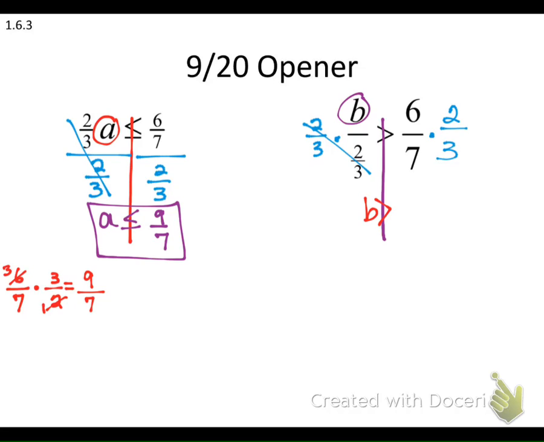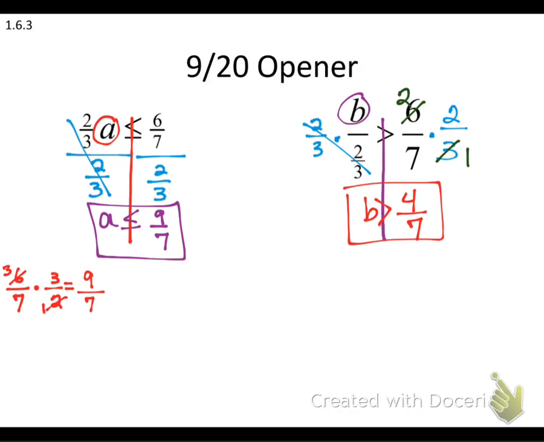So 6/7 times 2/3. Can I reduce any numerator with any denominator? Yeah, 6, 3. What are they both divisible by? 3. Good. 6 divided by 3 is? 2. Okay. 3 divided by 3 equals? 1. Can I reduce any other numerator with any other denominator? No. So from here, I simply multiply my numerators. So 2 times 2, 4. And 7 times 1, multiply my denominators. 7. And I box my final answer.